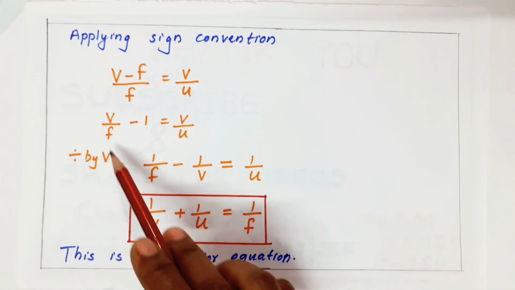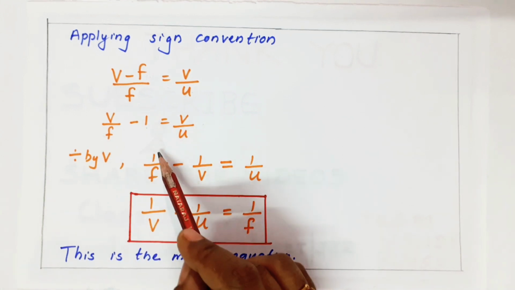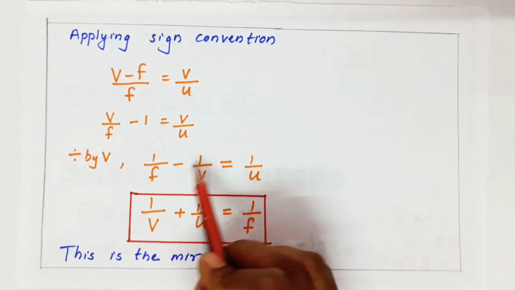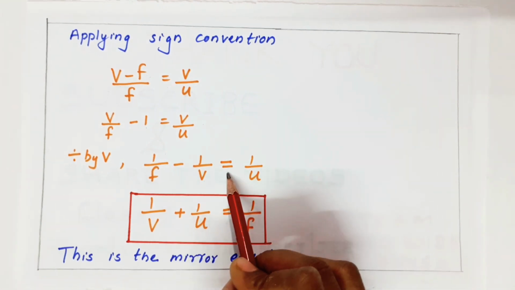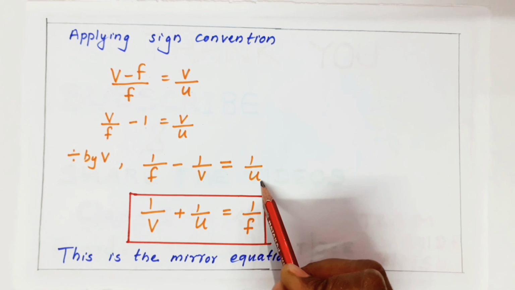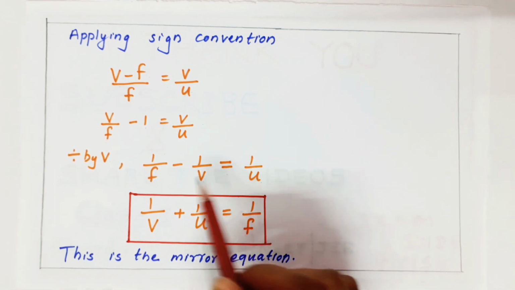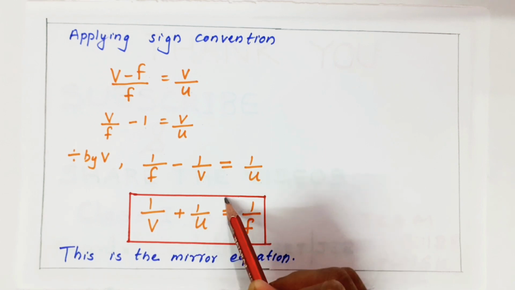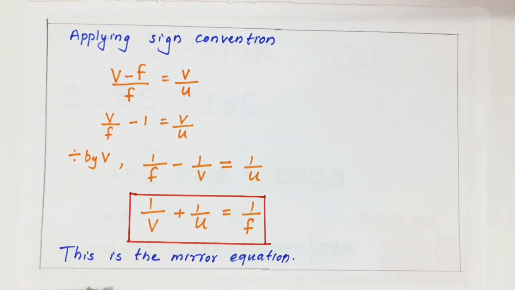Divide the total equation by V. So we can write here 1 by F minus 1 by V is equal to 1 by U. Take this term to the other side. 1 by V plus 1 by U equals 1 by F, and this equation is called the mirror equation. This equation is called the mirror equation.